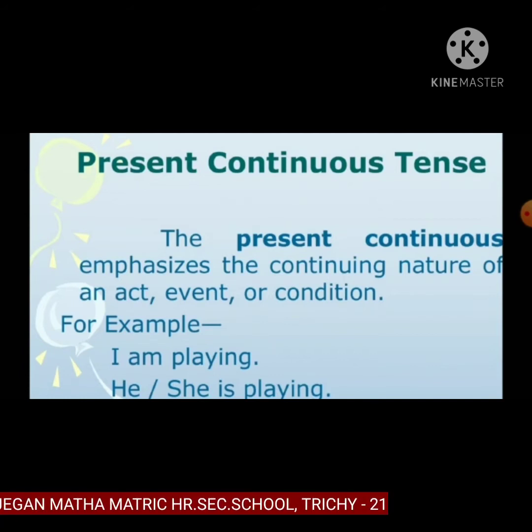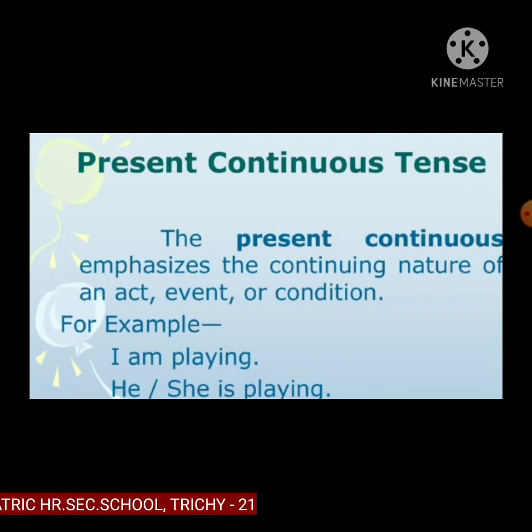Now present continuous. Present continuous tense, the present continuous emphasizes the continuing nature of an act, event or condition. For example, I am playing, he is playing, she is playing. Continuous verb plus ing. What is the verb here? Play plus ing. So it is continuous, present continuous tense.